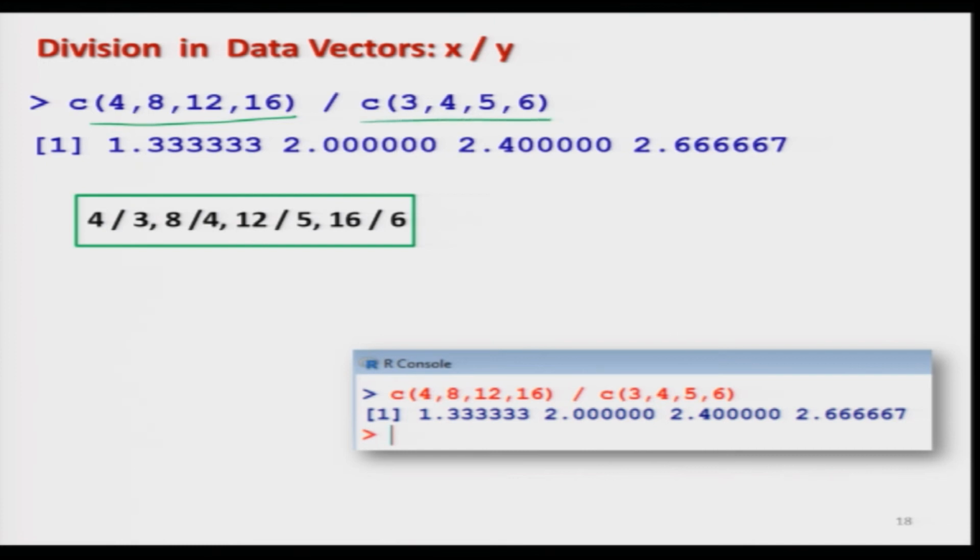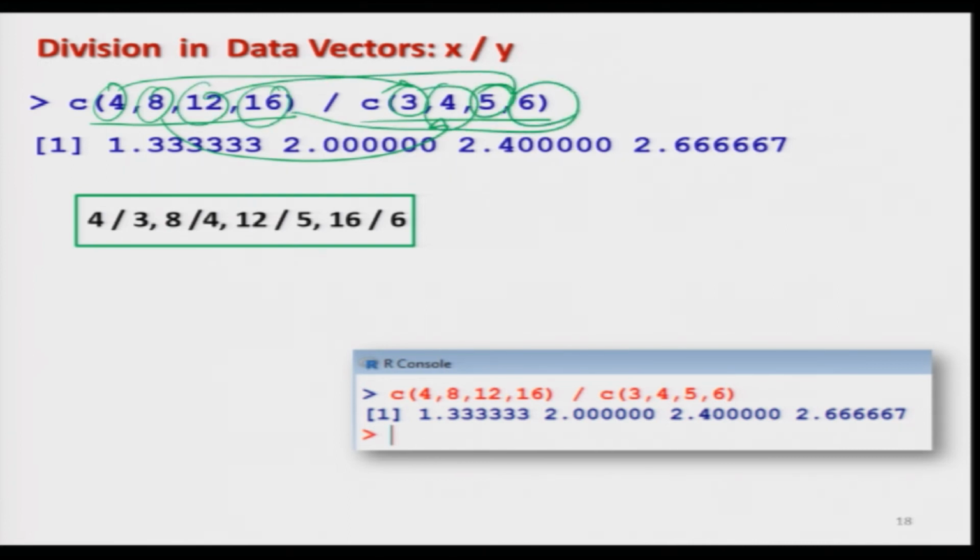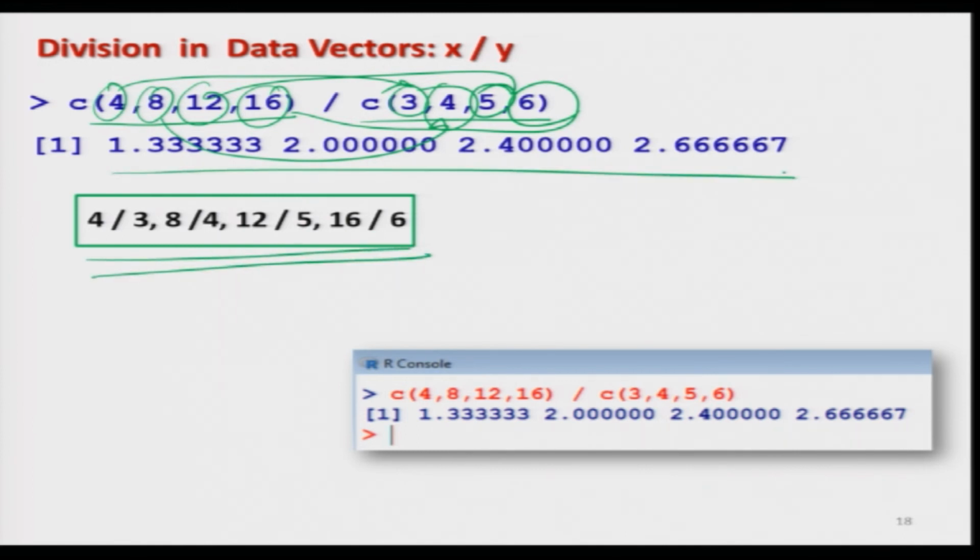So, once you divide, this will give you the answer 4 divided by 3, 8 divided by 4, 12 divided by 5 and 16 divided by 6, right. This is how it looks, and you get an answer like this one, and this is a screenshot. I just wanted to show you that it need not be true that the answers are always integers.